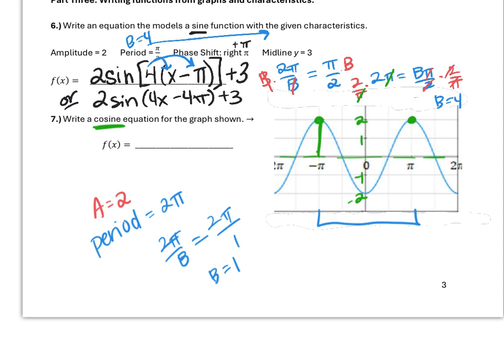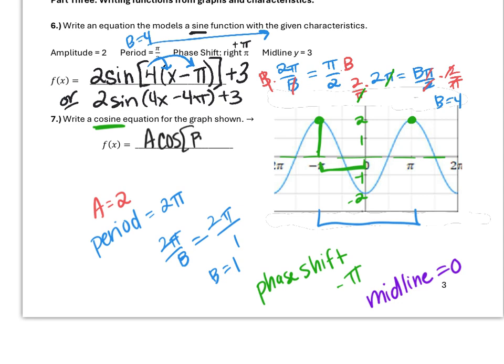Then I can see that where cosine usually starts at 0, this function is now starting at negative pi. So my phase shift, we would say negative pi in this case, because that's where we can see that it is starting. So we'd call it negative pi, and then my midline is at 0, my d value, because it has not shifted up or down.